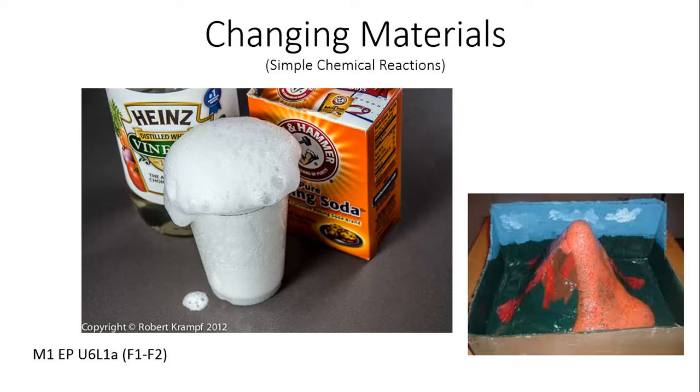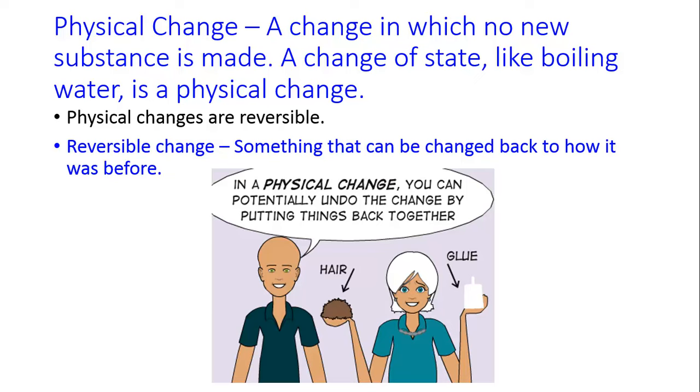Okay, changing materials. So in the picture you see baking soda and vinegar. And if you've ever made a volcano and had the lava come spewing out the top for a science experiment, you've combined vinegar and baking soda to get this chemical reaction that produces a lot of bubbles. The bubbles are from carbon dioxide.